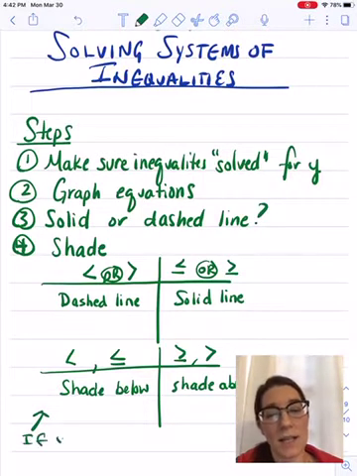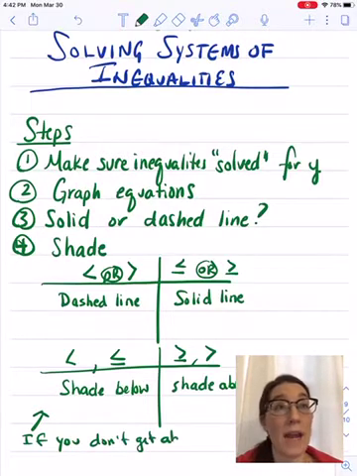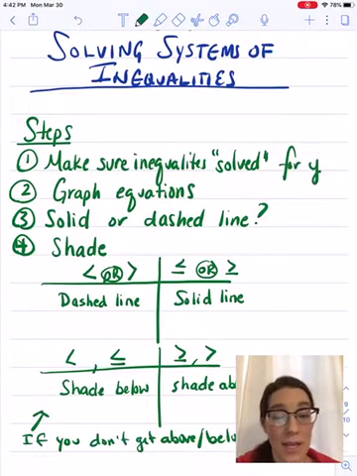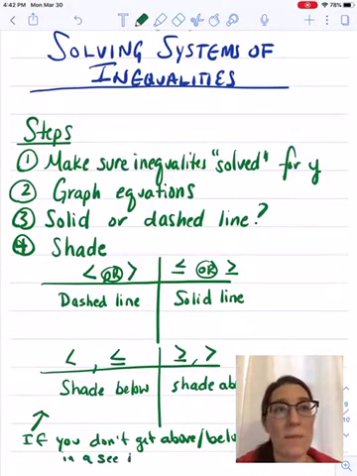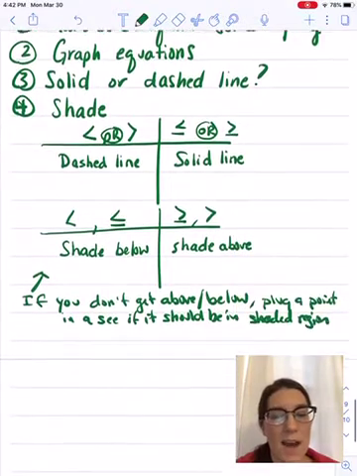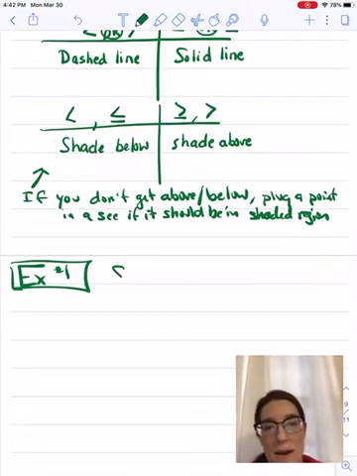If you do not get this below or above business, then what we did was we picked a random point on either side of the line, and we plugged it in for that equation, and we saw if it was in the region by seeing if it was true. So if I plugged it in and got 0 is greater than -3, then that point would be in the shaded region, and I would shade on that side of the line. If I got like -2 is greater than or equal to 0, that's false, and then I would shade on the opposite side of the line.